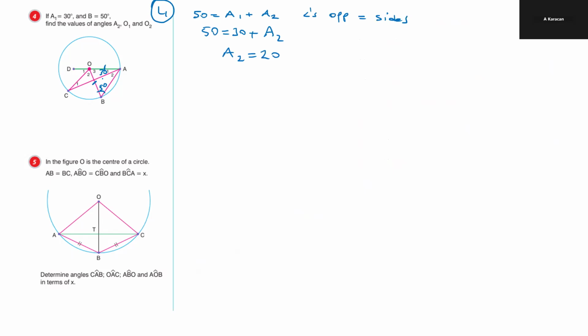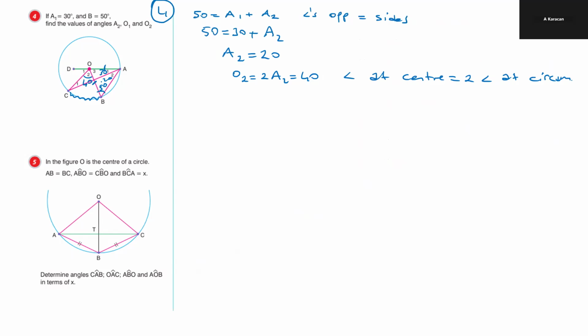After you get A2 as 20, you can see that it's subtended by BC, and O2 is also subtended by the same arc. Therefore, O2 will be equal to 2 times A2. That's going to be equal to 40. Reason is angle at center is equal to 2 times angle at circumference. Then O2 is equal to 40.